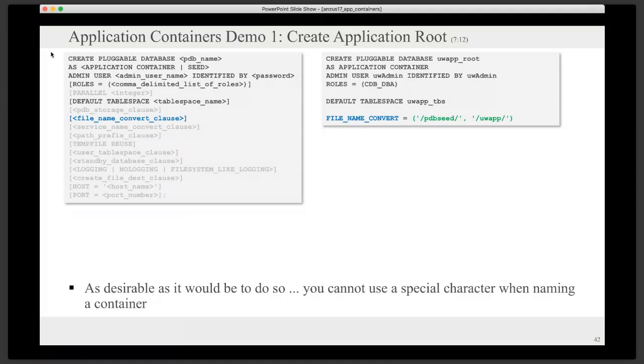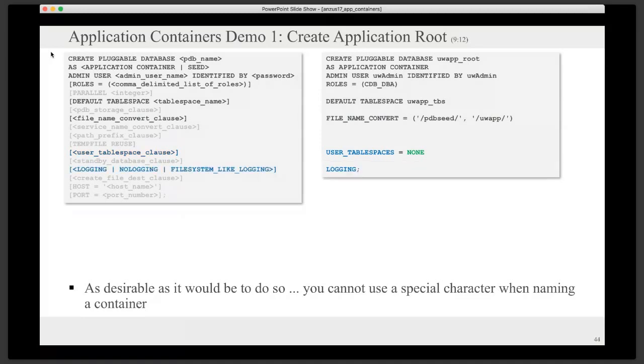Let's go to slide 8 of 12. User tablespaces. As part of creating this container, I'm not going to create any user tablespaces. That's going to be part of whatever script I run to create my application. And the next slide, 9 of 12, I can choose whether to do file system like logging, where it logs to the file system.